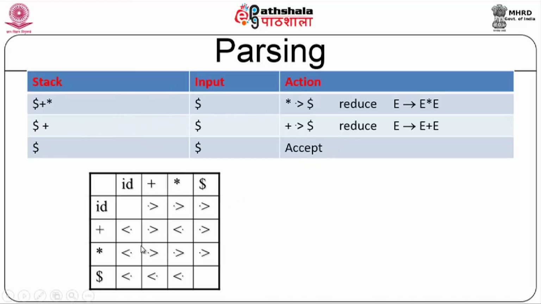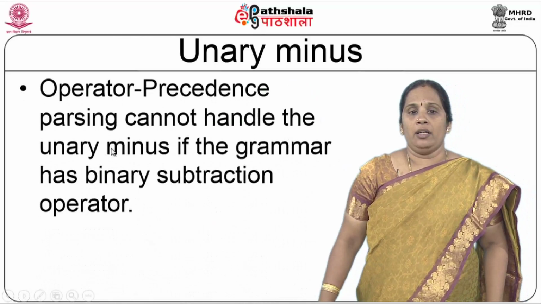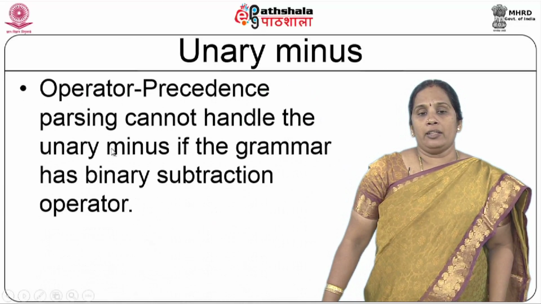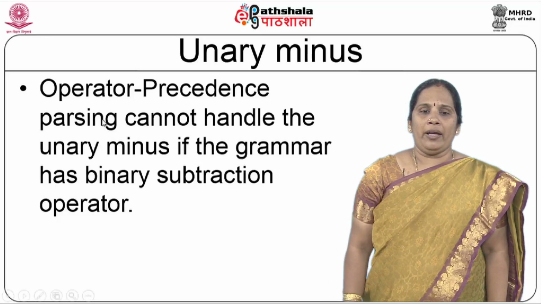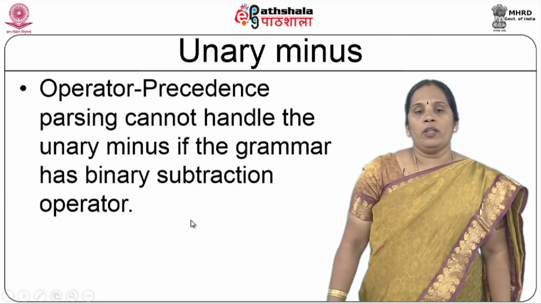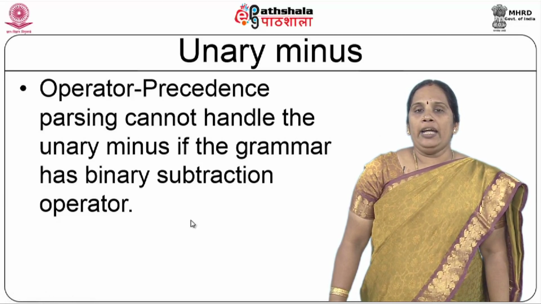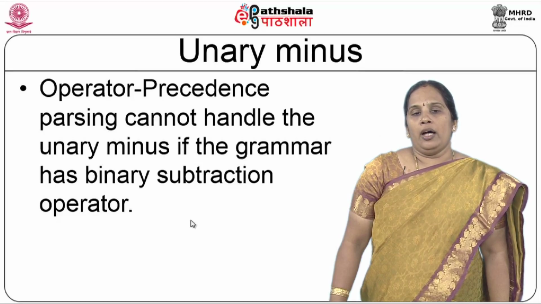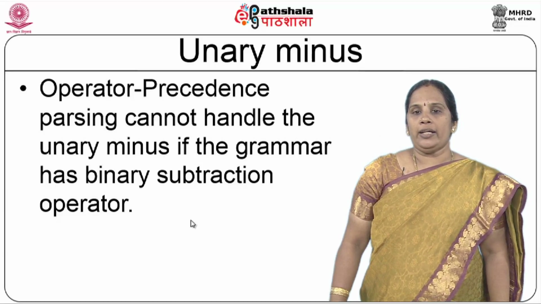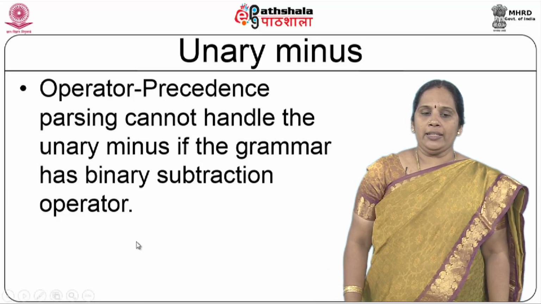Any incorrect combination, if it is not available in the parsing table, is considered an error input. Now, what is the drawback of the operator precedence parser? The operator precedence parsing algorithm cannot handle the unary minus if the grammar has a binary subtraction operator. Supposing I have A minus B, that is E produces E minus E, and I also have E produces minus E, that is not possible to handle in the case of an operator precedence parser. So, that is a drawback.